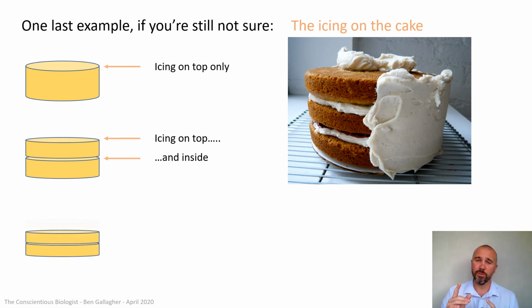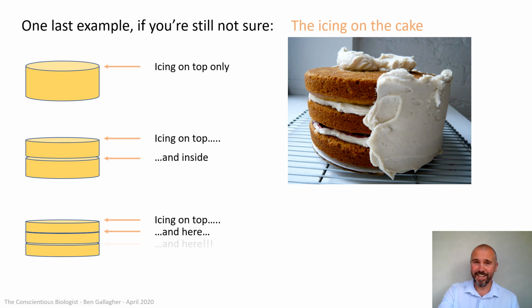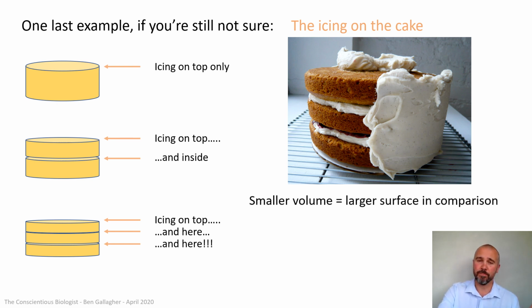But let's make it more like the one in the picture that I've got here. If we were to triple it, if we were to take still that same volume of cake and whack it into 3 layers now, I can have icing on top, I can have icing here, and I can have icing here. I can triple up on my icing. So what that means is a smaller volume equals a larger surface in comparison.